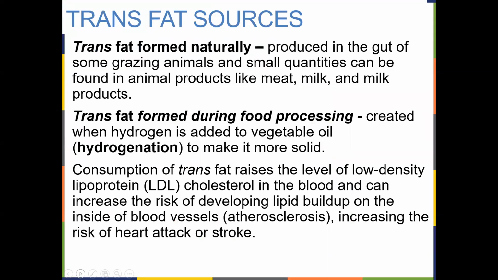Now, trans fats, as I said, have in the past been made in the process of hydrogenation. They also occur naturally, like in dairy products and meat. Trans fats show up in the fats from animals, but you also can inadvertently produce trans fats through hydrogenation.